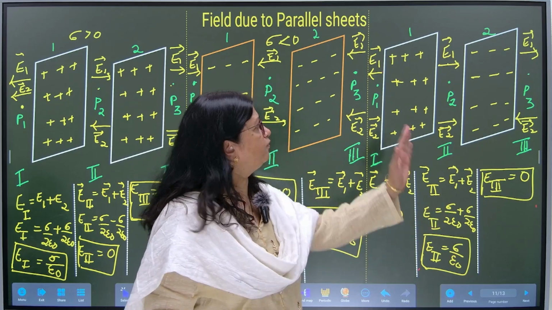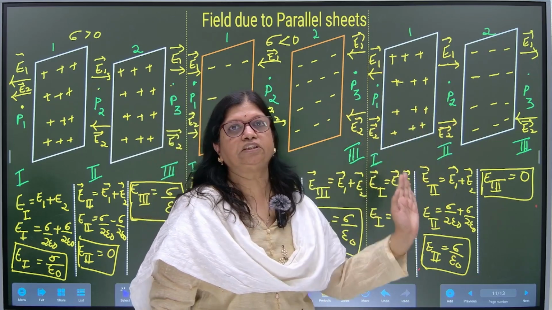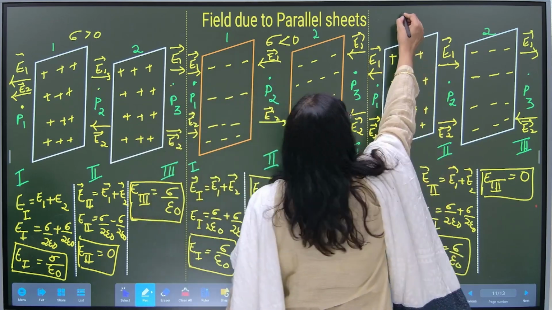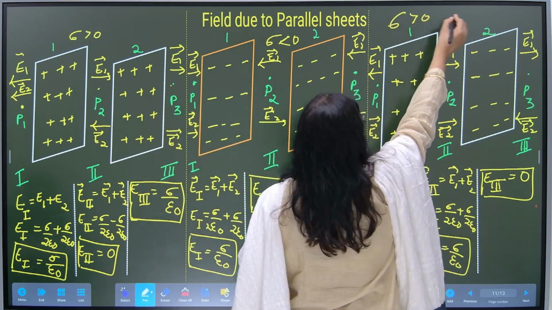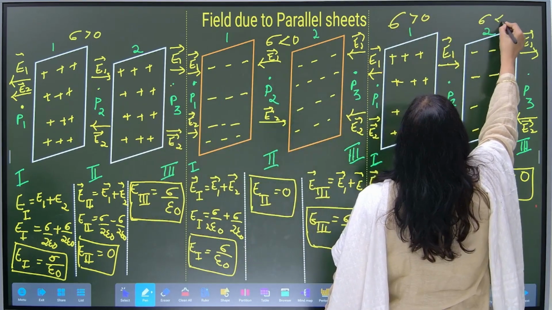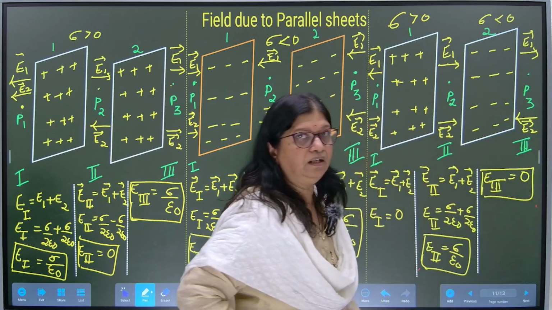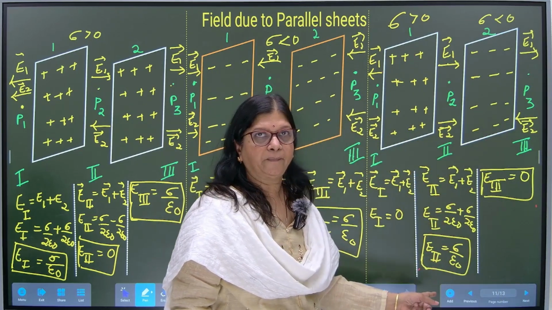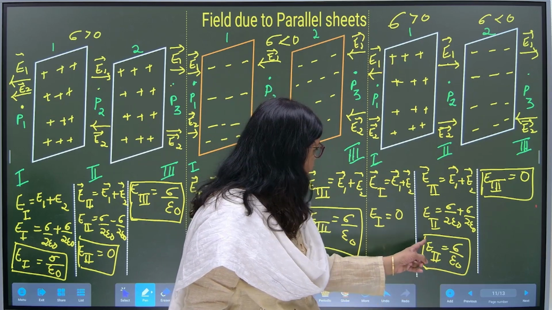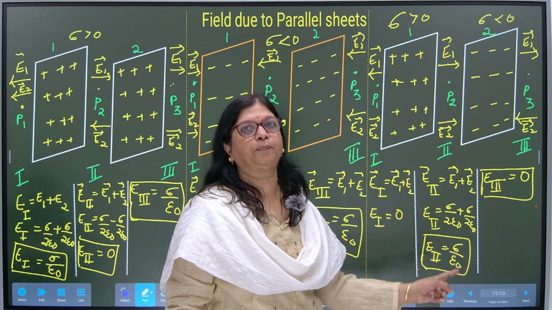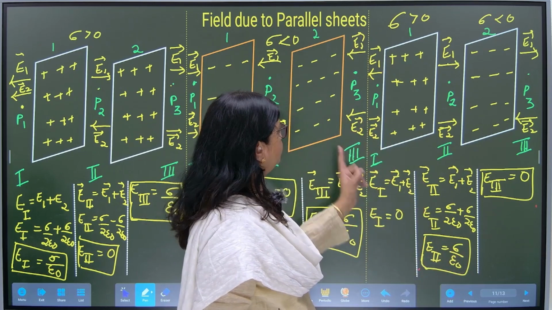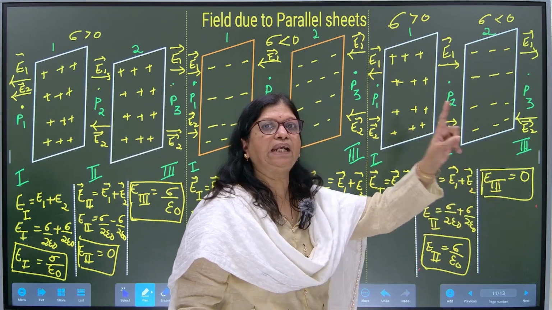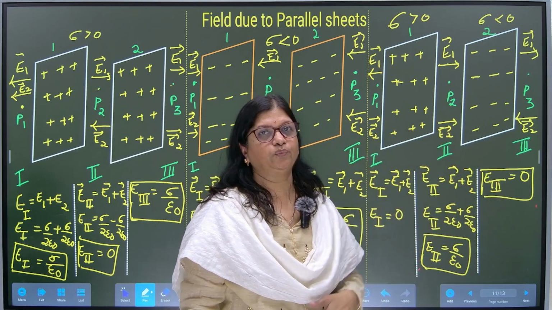Clear? So if both the sheets are of opposite polarity, this is sigma greater than 0, this is sigma less than 0, then the central portion has electric field. How much? E2 is equal to sigma upon epsilon naught. The first region electric field is 0. The third region electric field is 0.